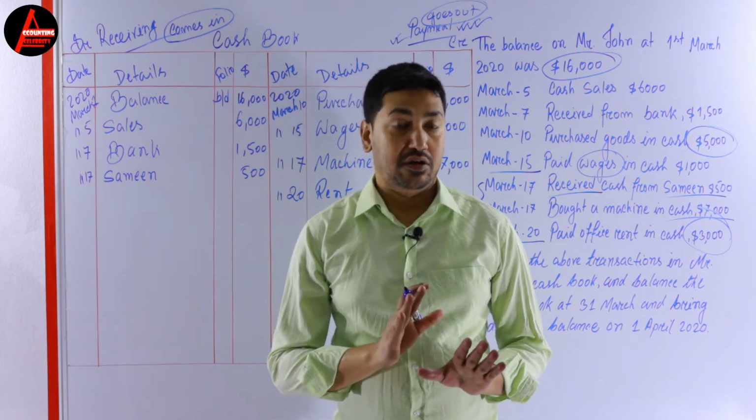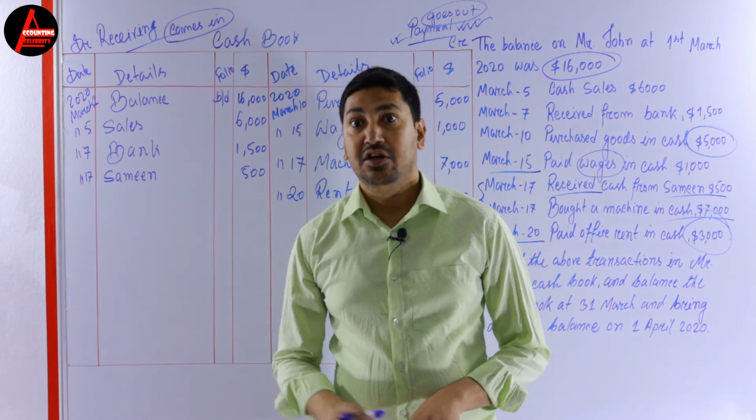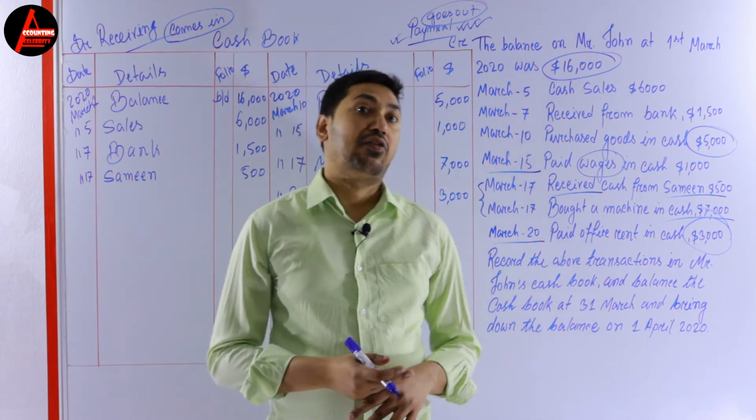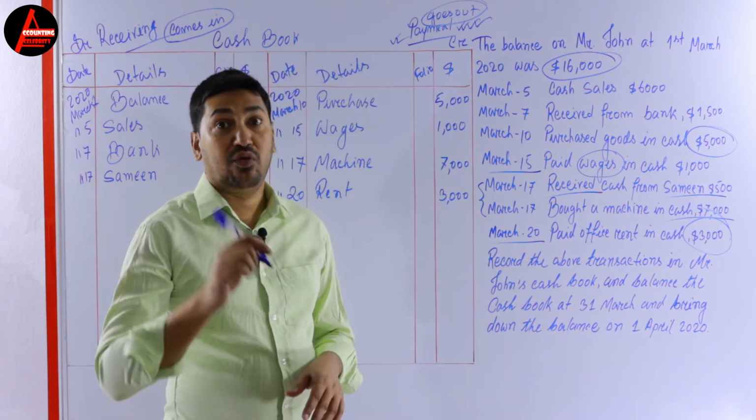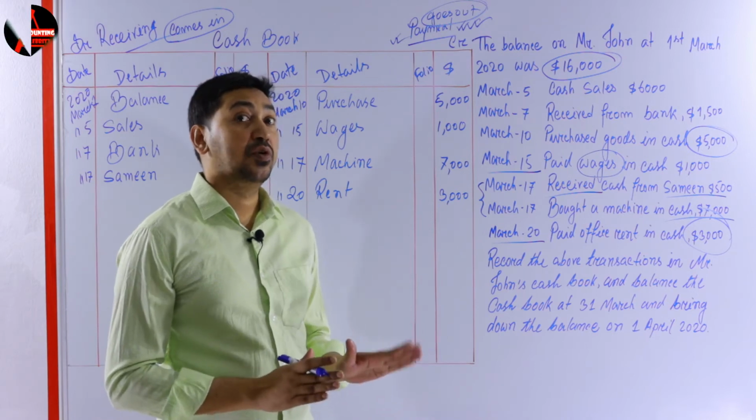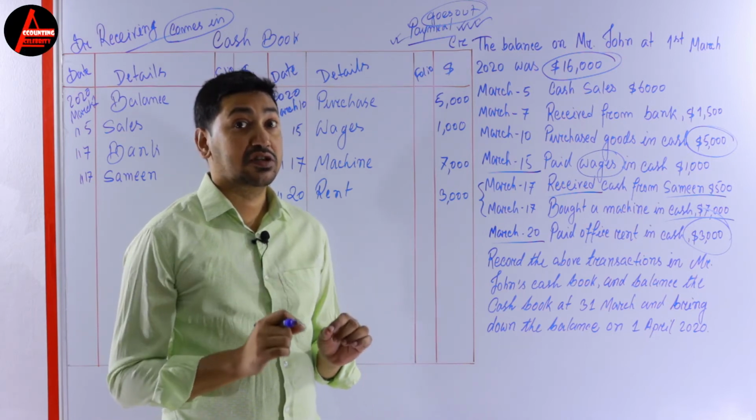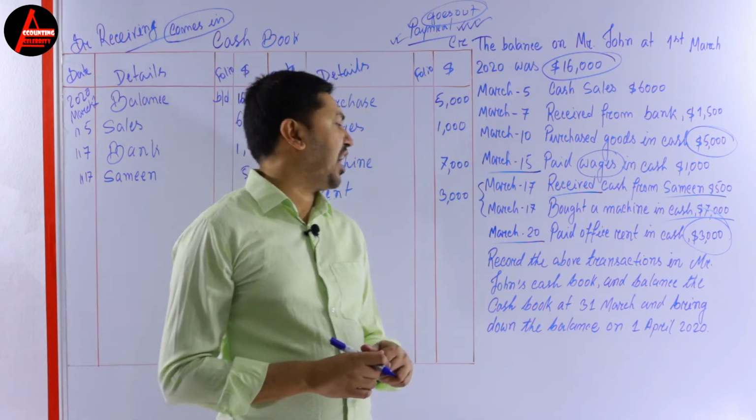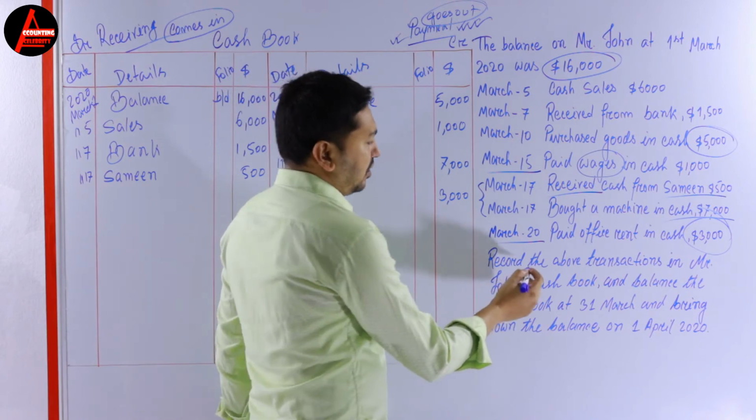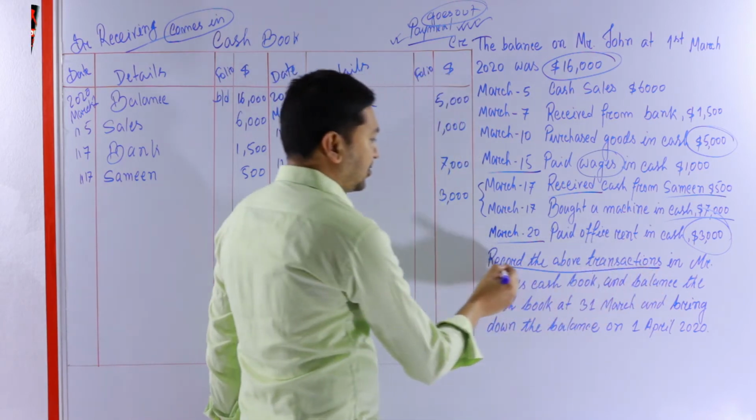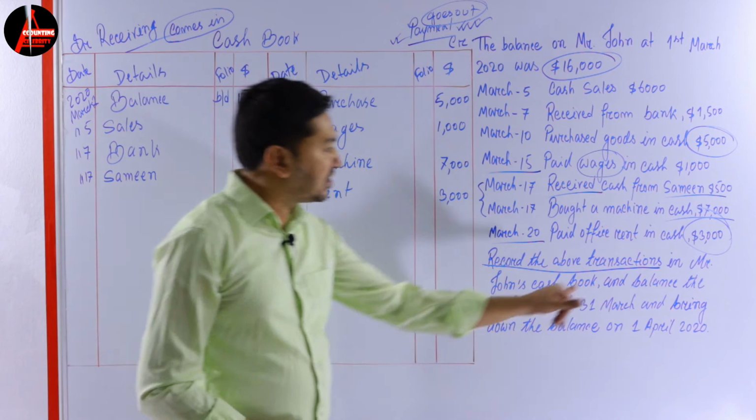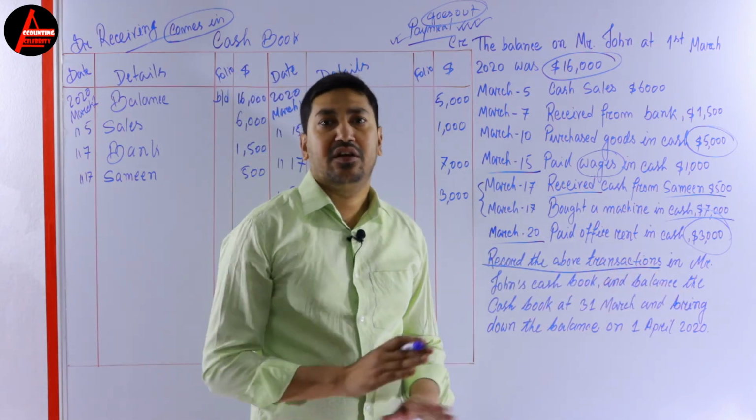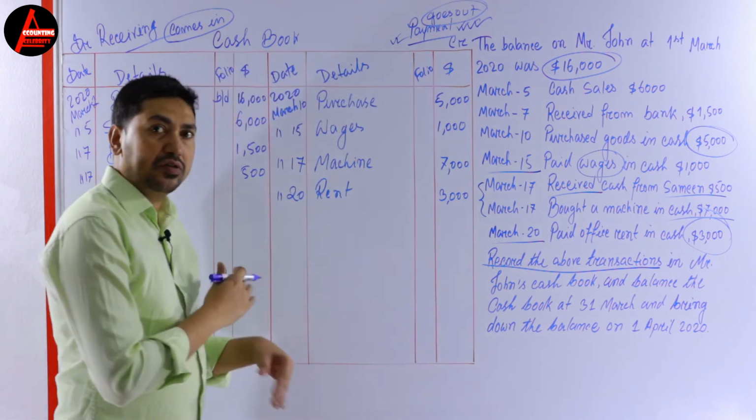If we receive cash, we record it in the debit side. If we paid cash, we record it in the credit side. Once again, this is a cash book. Only cash transactions will be included. Okay, fine. So what is written in the cash book? It's written that record the above transactions. So we already recorded. If this is the requirement only, record the above transactions, then you are done. No more. Finished. You completed the answer.